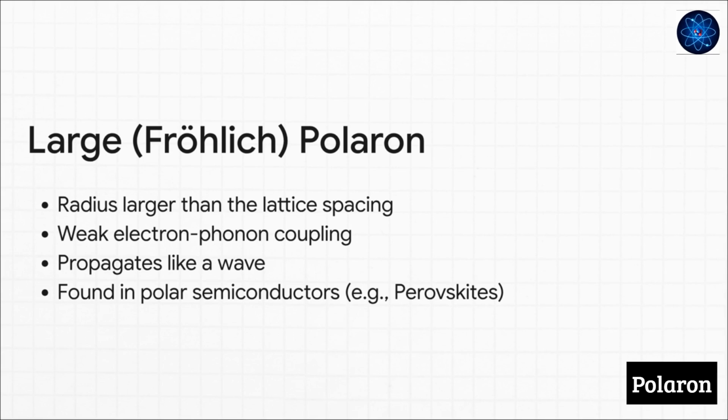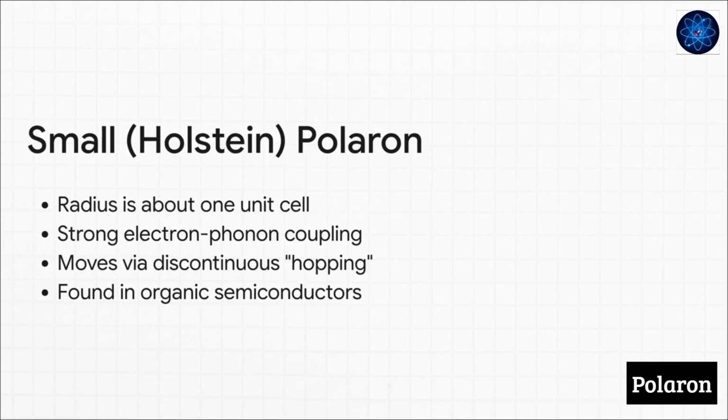You find these guys in materials like perovskites, and we'll definitely be coming back to those later. The small polaron, though, that's a completely different story. Here, the electron's interaction is super strong, and it creates a really intense, localized distortion. This poor thing is basically stuck in a hole that it dug for itself, and the only way it can move is by hopping from one spot to the next. As you can imagine, that's a much, much slower way to get around.